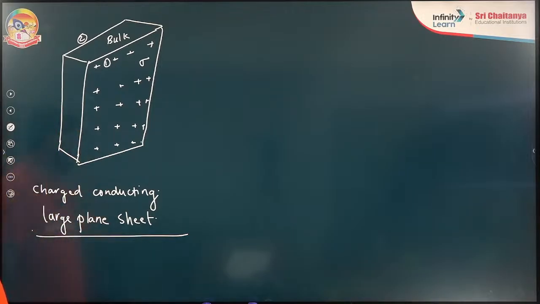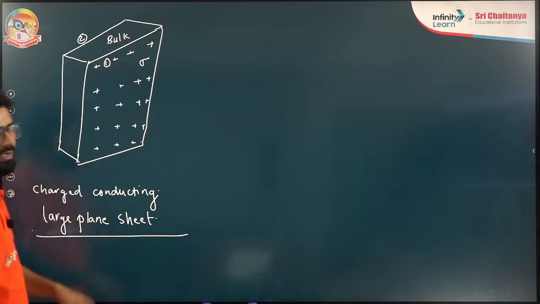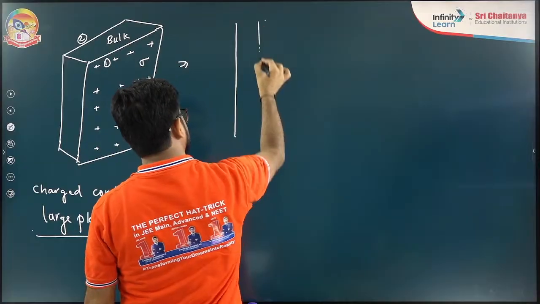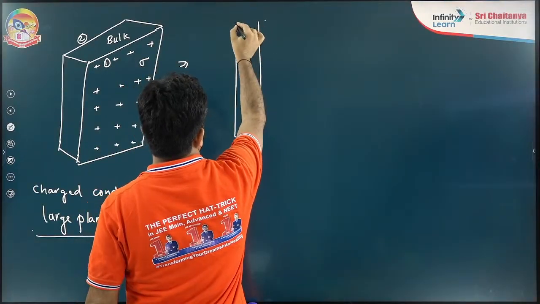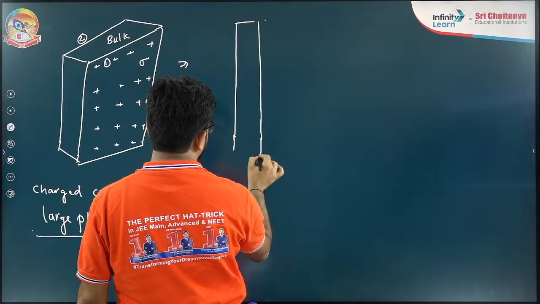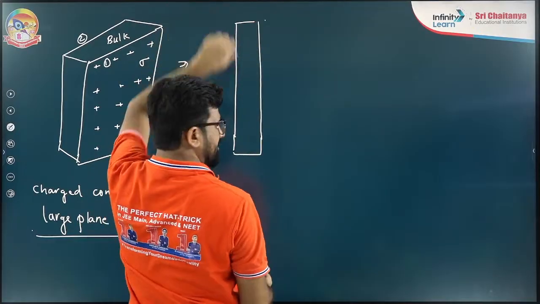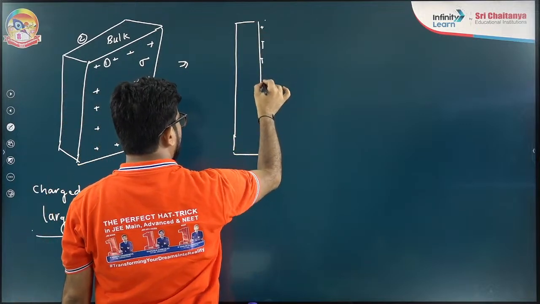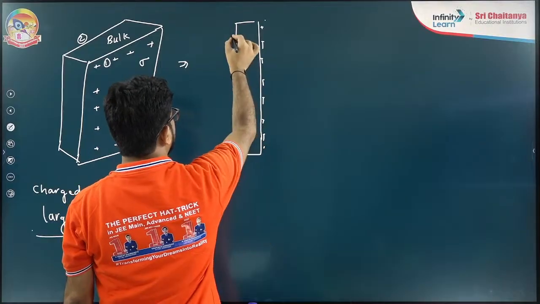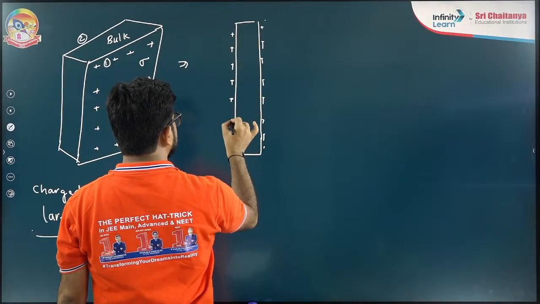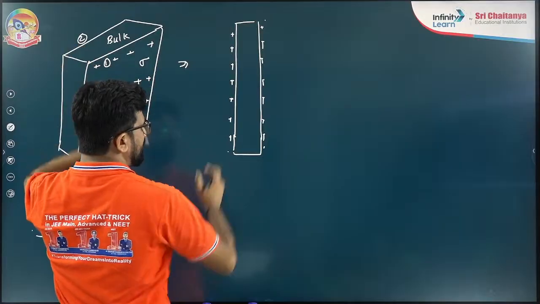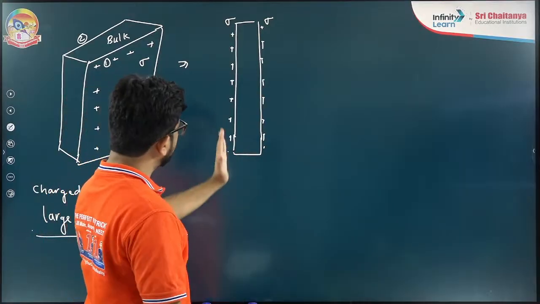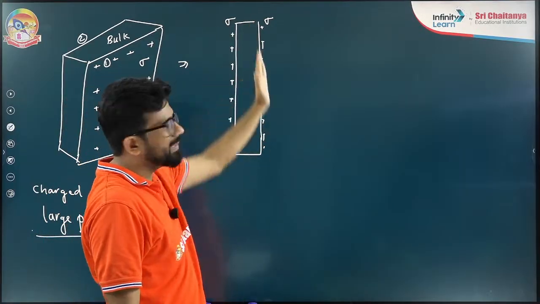If we see this picture clearly, I am taking the side view now. The side view would look like this. This is very large, so the edges are very far away. This surface also has charge present, because here we cannot see it, but we know this is also sigma. So this is one plane surface, and that is also one plane surface.